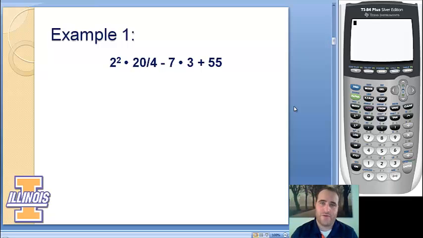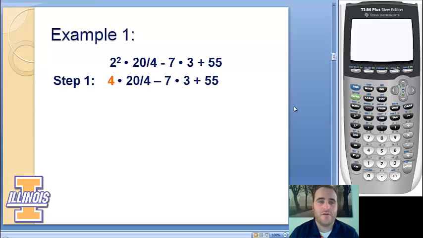We move on to exponents. Now we do have an exponent in the 2 squared. So let's simplify that, and that becomes 4. 2 to the second power is 4. Now, do we have any more exponents? I don't see any. So we move on to the next step, which is multiply or divide.